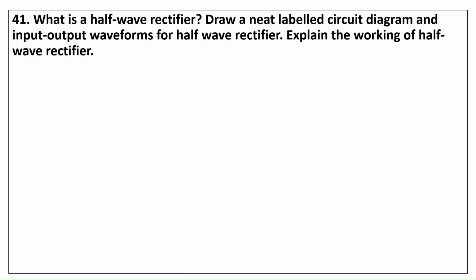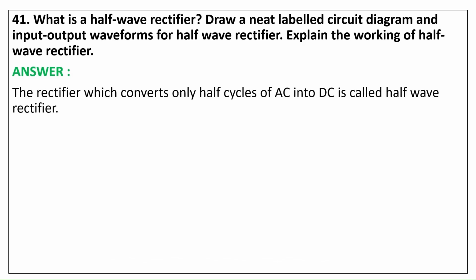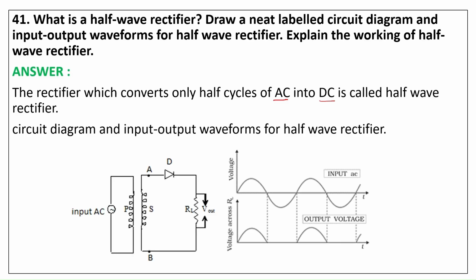Next. 41. What is a half-wave rectifier? Draw a neat labeled circuit diagram and input-output waveforms for half-wave rectifier. Explain the working of half-wave rectifier. Answer. The rectifier which converts only half cycles of AC into DC is called half-wave rectifier. Circuit diagram and input-output waveforms for half-wave rectifier.